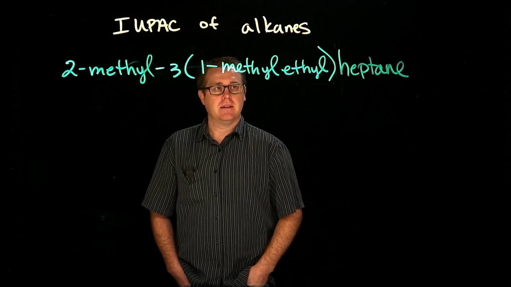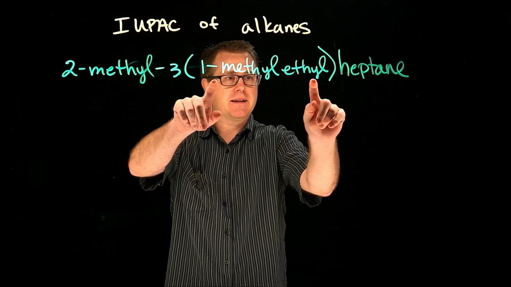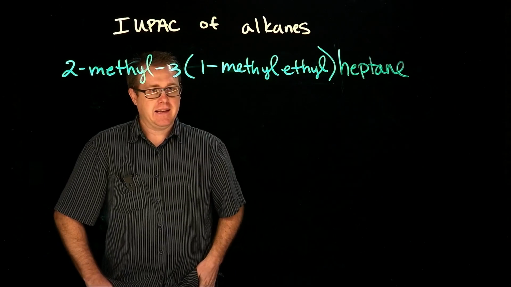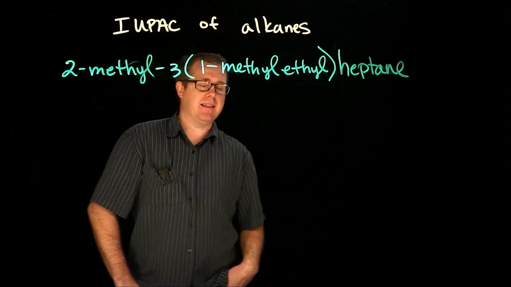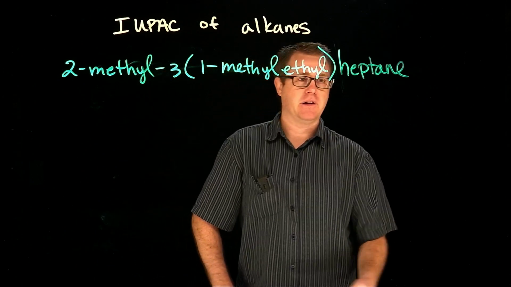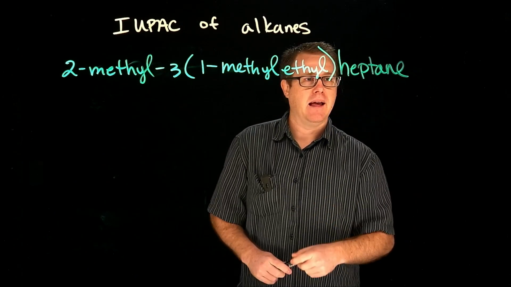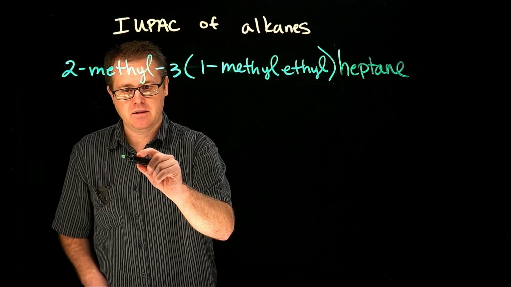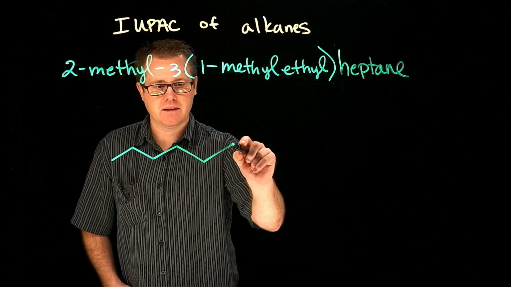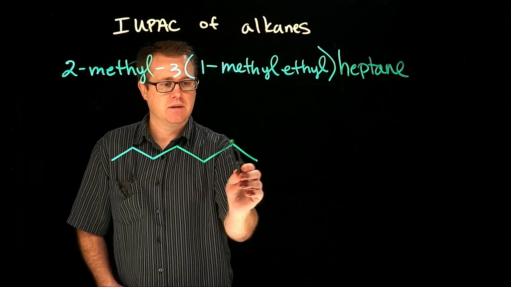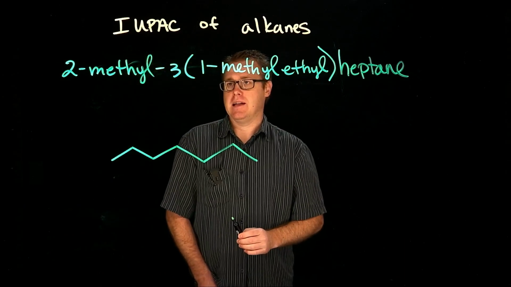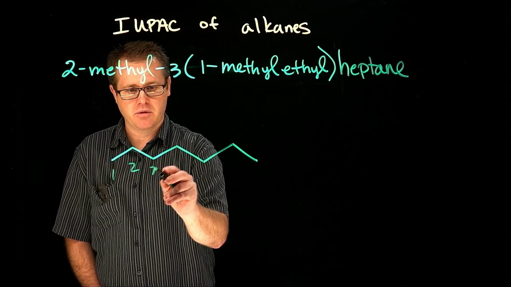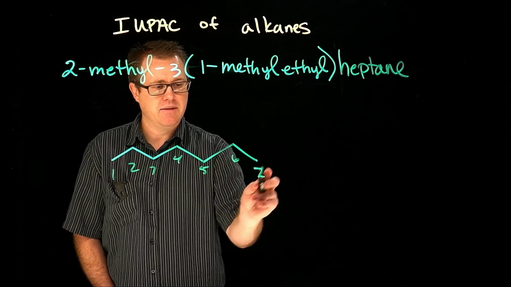Okay, this one has a complex looking substituent in it. So how do we tackle this one? The same way that we did with the previous simpler looking ones. Parent name, heptane. So I'm just going to draw 7 carbons, then number it 1, 2, 3, 4, 5, 6, 7.